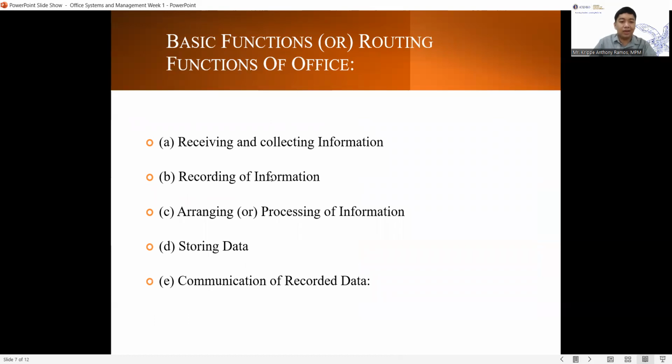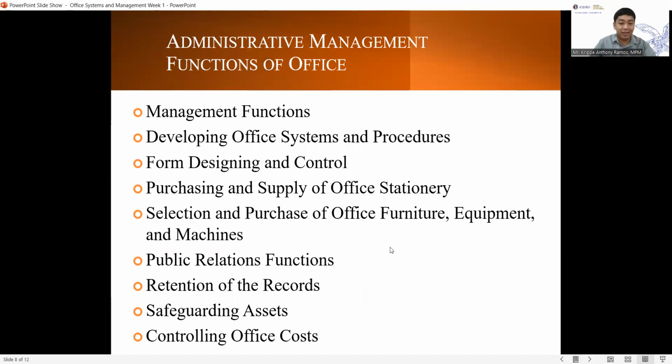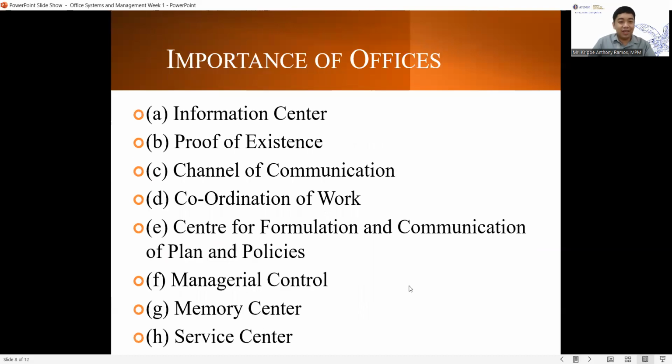So what are the basic or routine functions of the office? You have receiving and collecting information, recording of information, arranging or processing information. We also mentioned earlier storing data and communication of recorded data. Okay? This is also what I mentioned earlier.